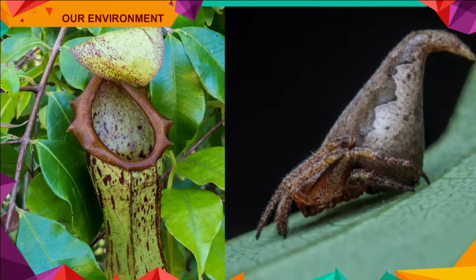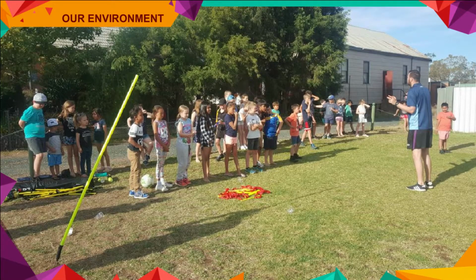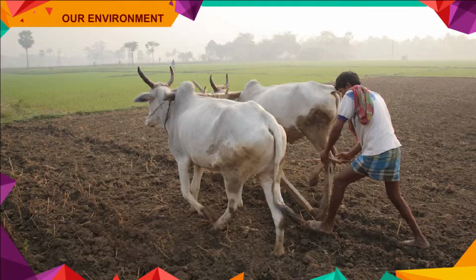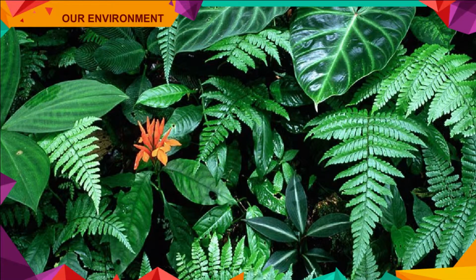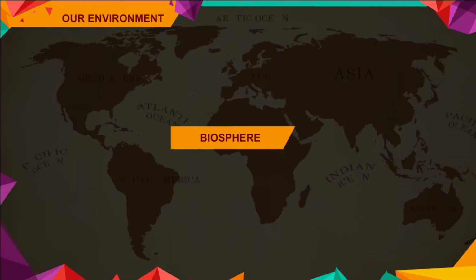New species of plants and animals evolve, and if old species fail to adapt to changing environment, they become extinct. Human beings also bring changes in the physical environment by different activities like mining, road construction, agriculture, quarrying, and others. The interaction between the elements of physical and biological environment are responsible for all variations in vegetation, soil, and distribution of plants and animals.